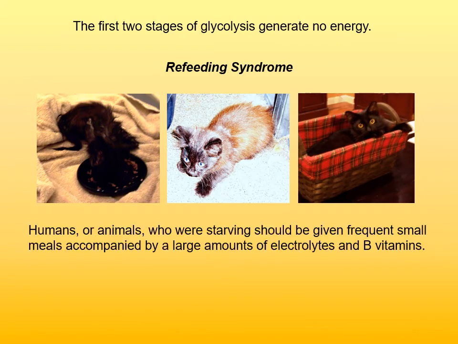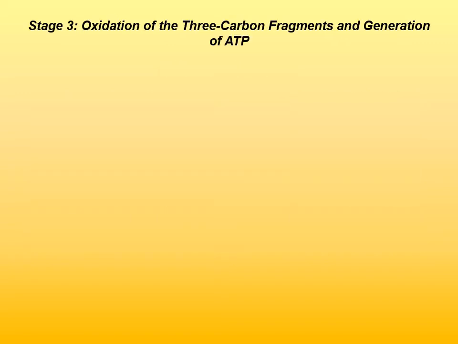So humans or animals who are starving should be given small amounts of food, small meals, and if possible, they should be accompanied by large amounts of electrolytes and B vitamins. B vitamins are coenzymes of the digestive enzymes.